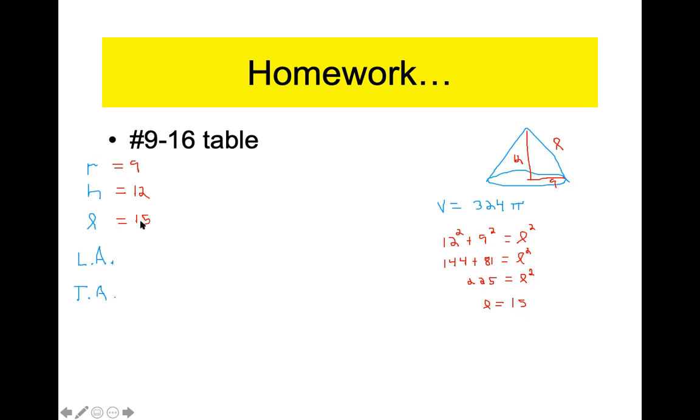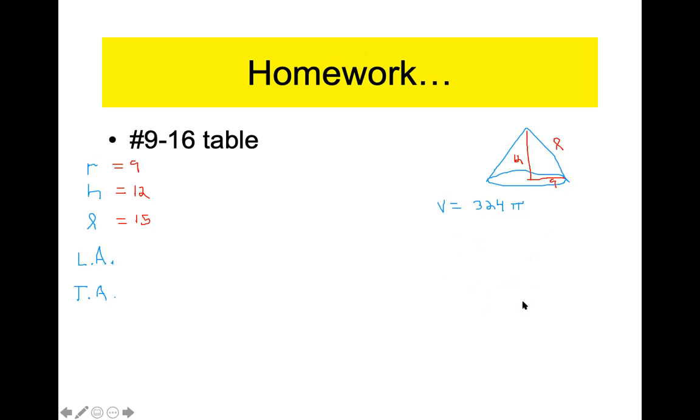Now, some of you quicker people might have noticed that this is a 3, 4, 5 triangle, just multiplied by 3, sorry. 3 times 3 is 9, 3 times 4 is 12, 3 times 5 is 15. Sometimes you notice those things, sometimes you don't. All right.